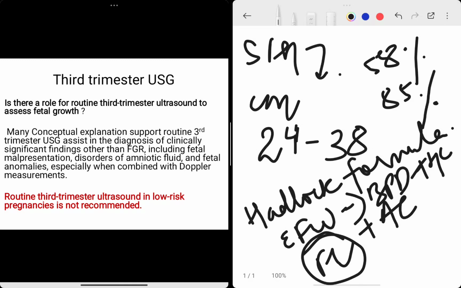And pregnancy dating: it is less commonly used, but if the patient has had no antenatal scan, then we can advise her a scan. Reduced fetal movement and antepartum hemorrhage: investigate causes of bleeding, placental abruption or placenta previa. Rupture of membranes and ECV we have already discussed. So this is the use of the third trimester USG.